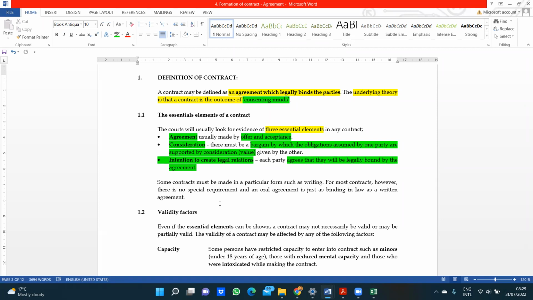And just to remind you, a contract between two parties falls under civil cases and private law, because this is between private individuals.